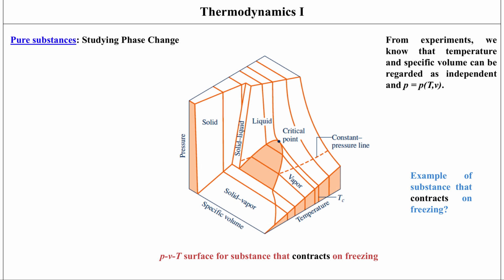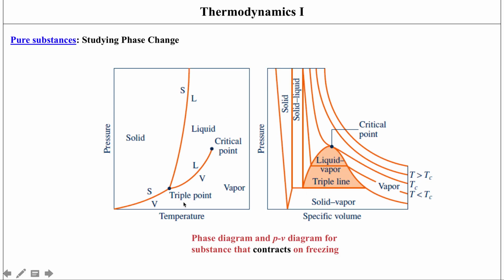I'm going to just go ahead and show you the projections of what the phase diagram and the PV diagram for a substance that contracts on freezing would look like. Again, there's going to be some changes in the way these lines are being represented. So for example, for the substance that expands, you would have this solid-liquid line, which would be tilted towards the left a little bit. Over here, it's tilted towards the right. So you would have some of these differences depending on the substance you're looking at.